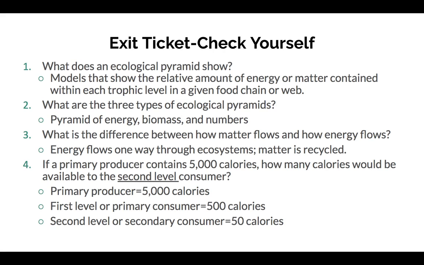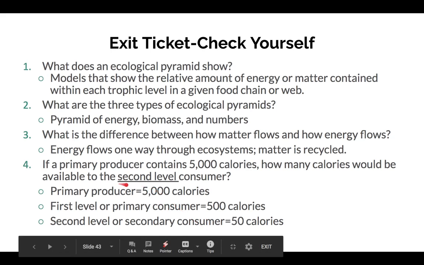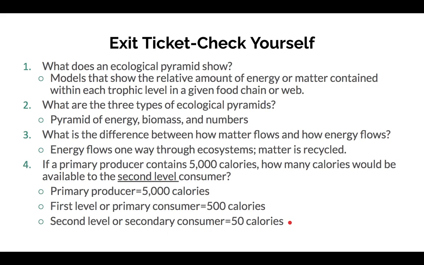What is the difference between how matter flows and how energy flows? Energy flows in a one-way stream through ecosystems, whereas matter is recycled. Number 4, if a primary producer contains 5,000 calories, how many calories would be available to the second level consumer? So this one's kind of tricky, right? Primary producer is 5,000. The first level or primary consumer would be 10% of that, so 500, but then the second level or secondary consumer would be 10% of that 500 calories, so that would be 50 calories.